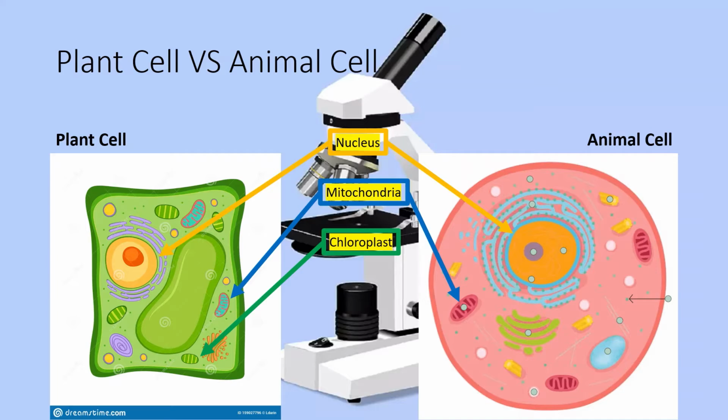Both plant cells and animal cells have a mitochondria. That's where the process of cellular respiration happens. And then plant cells have chloroplasts. That's where the process of photosynthesis happens.